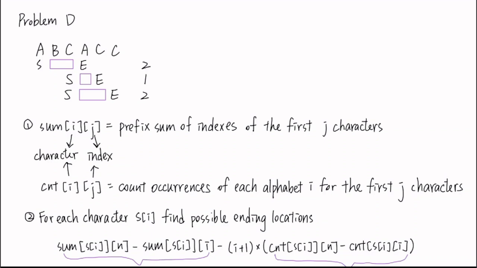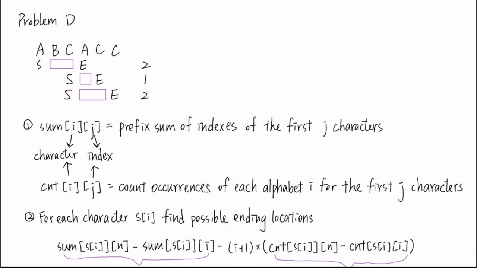So, we can calculate this quickly by using a prefix sum. Sum ij will represent the prefix sum of indexes of the first j characters corresponding to each character i. And because we need to find the distance in between the characters, we also need to keep track of a count of occurrences for the alphabets. So count ij will just be the occurrences of each alphabet i for the first j characters.